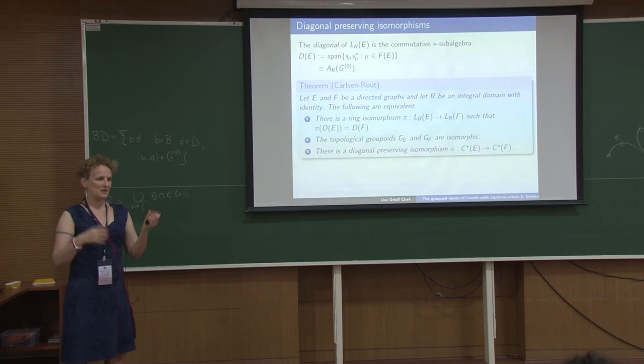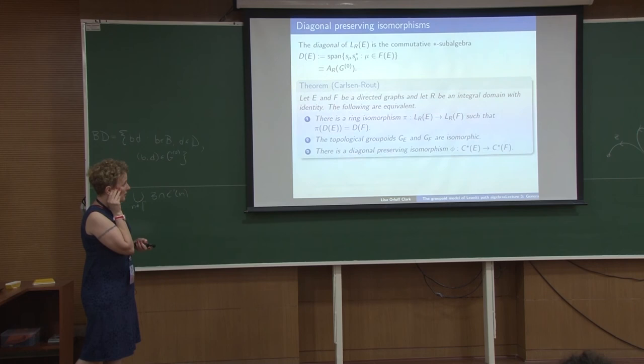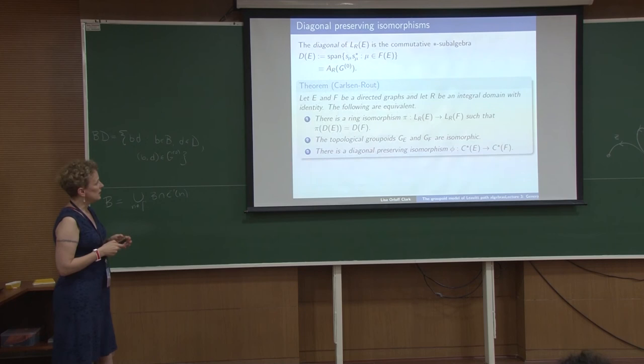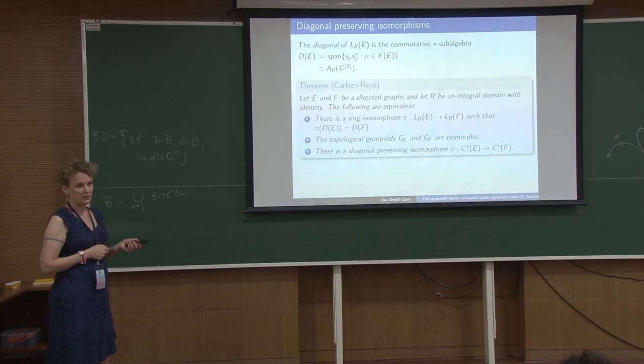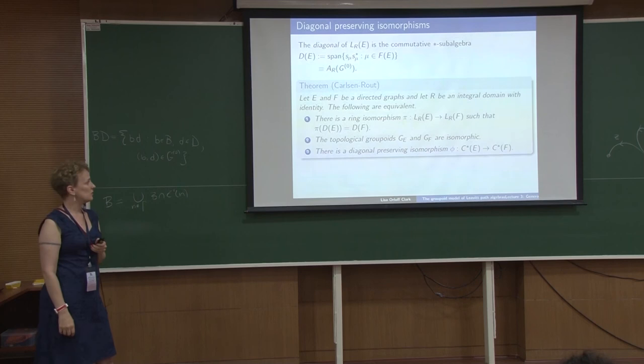And it's quite, I think, a pretty exciting result, and it's sort of on the way to giving us something to say about that Abrams-Tomforde conjecture, so that if your rings are isomorphic and the diagonal is preserved, then in fact the C-star algebras are also isomorphic. And that all is a groupoid property. So this is all about the groupoid.